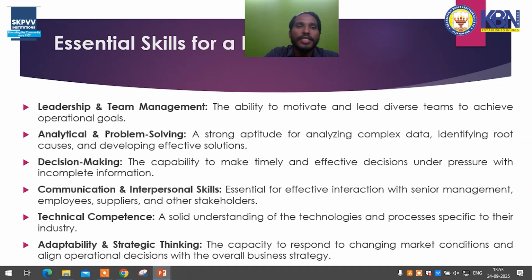And next, essential skills for production and operations management. We should have leadership and team management qualities: the ability to motivate and lead diverse teams to achieve operational goals. And analytical and problem solving: a strong aptitude for analyzing complex data, identifying root causes and developing effective solutions.